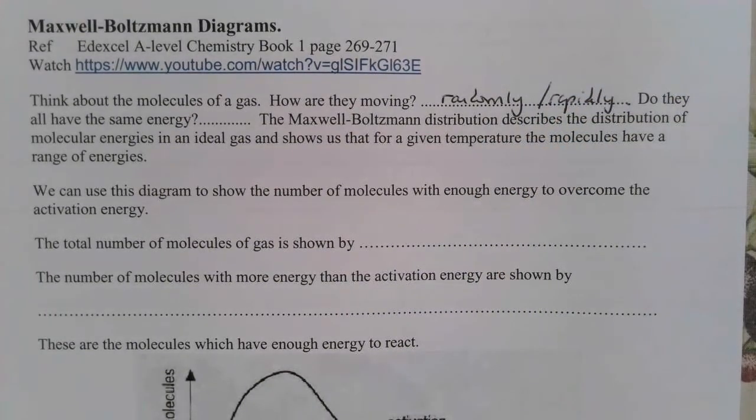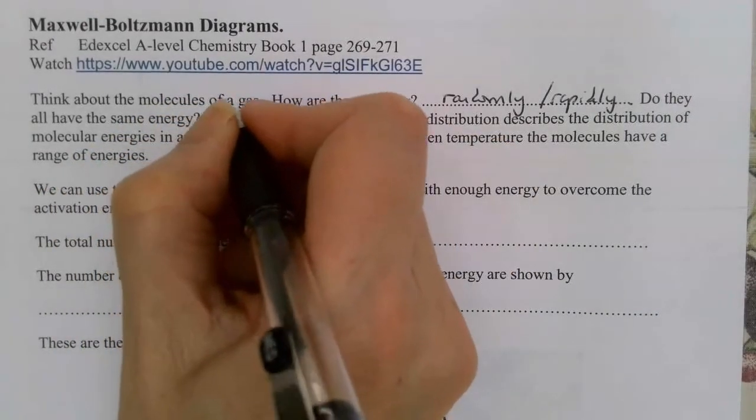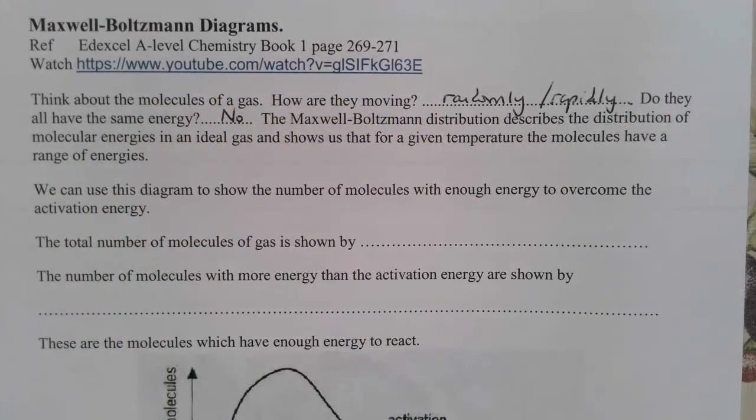But they don't all have the same energy. So no, they don't all have the same energy. Some will be moving faster than others. Now, the Maxwell Boltzmann distribution shows us the statistics. So it's basically showing the distribution of molecular energies.